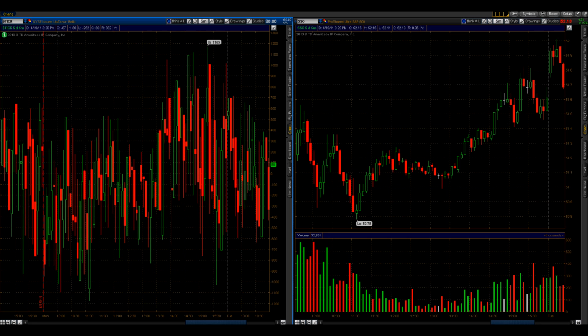It can be played both ways, and the tick indicator, for those of you who are not familiar with it, is essentially all the stocks on the NYSE, and it measures those stocks that are upticking against the number of stocks that are downticking. So if you have a reading of 2,000 stocks that are moving up and 1,000 stocks that are moving down, then you have a tick reading of plus 1,000.